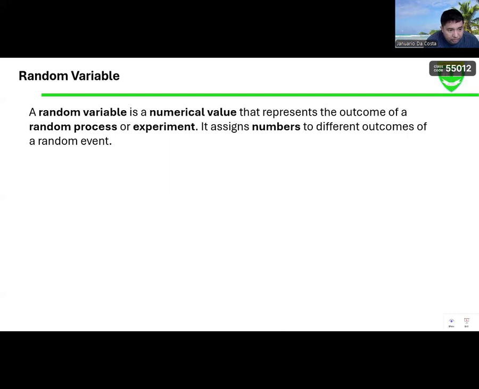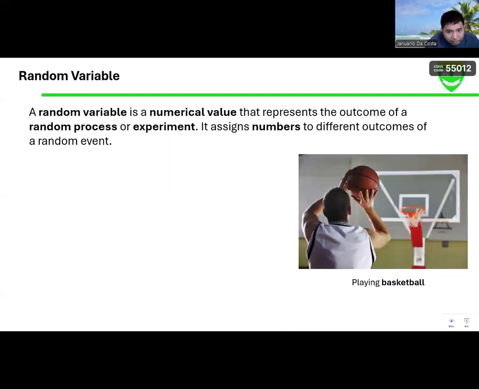All right. So, for example, you're playing basketball. Okay, and then you have 5 free throws. You throw it 5 times. Yeah. 5 free throws. Okay, for example, you call this the number of successful shots.